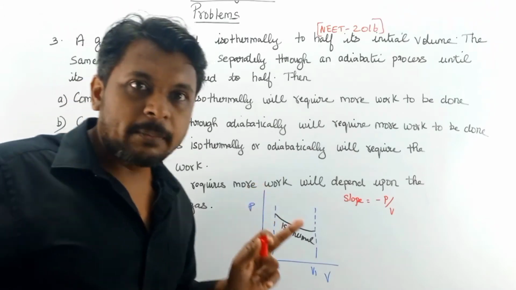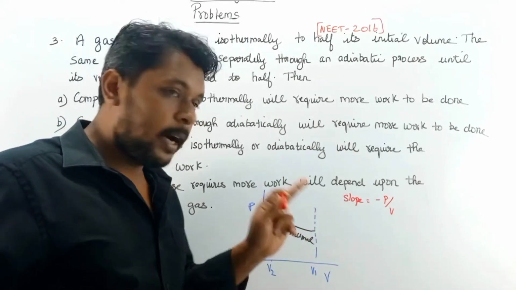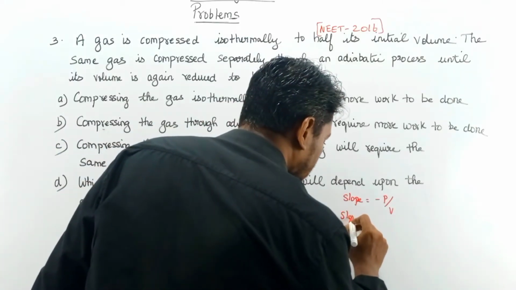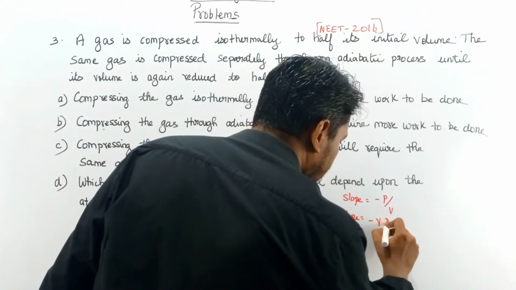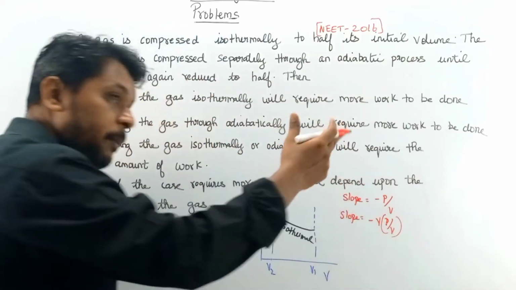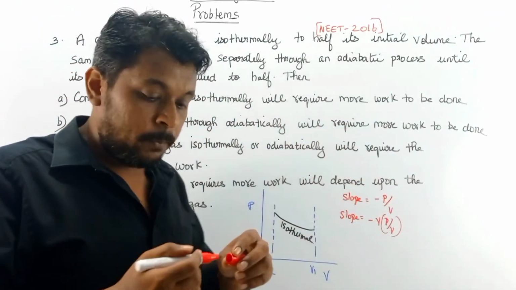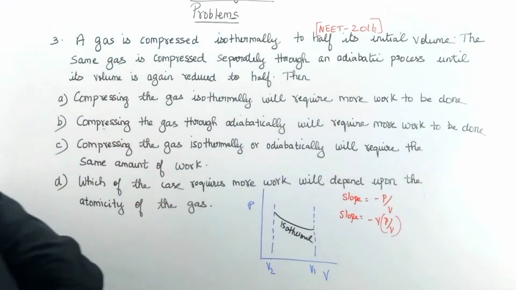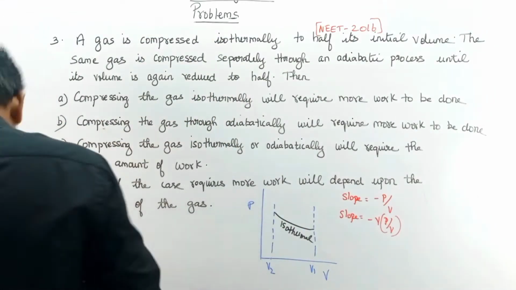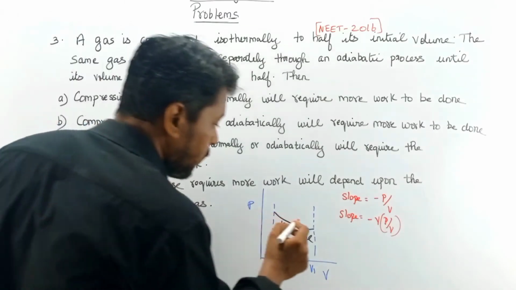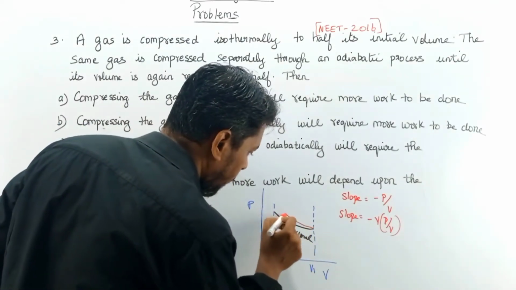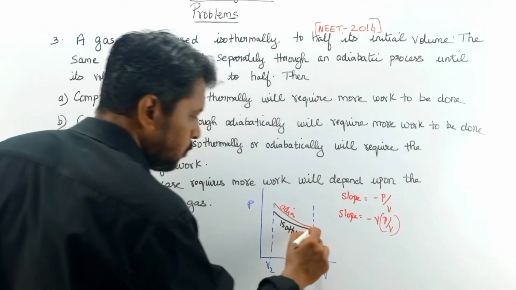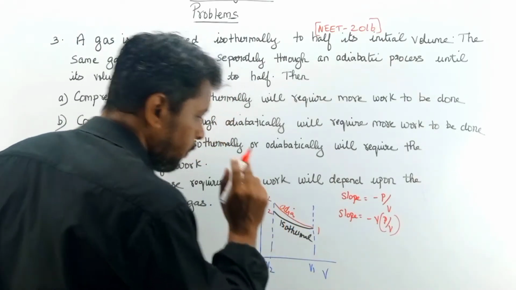In case of an adiabatic process, the slope of adiabatic is always greater than the slope of isothermal process, which is equal to minus gamma into P by V. It is gamma times greater than the isothermal process. So the curve will be more steep when compared to isothermal. Okay, this is an adiabatic. So it is moved from 1 to 2.